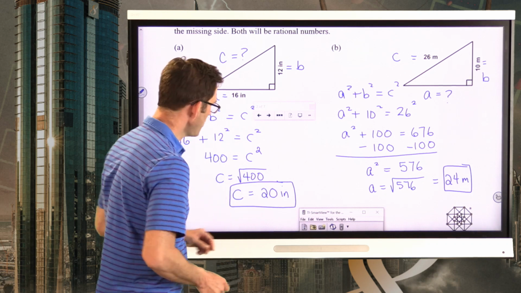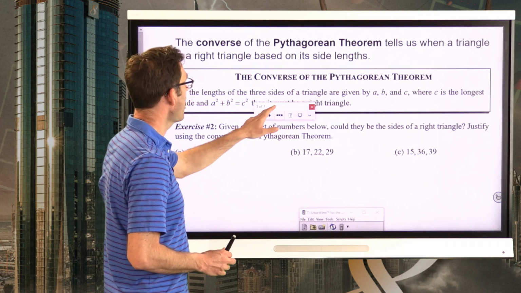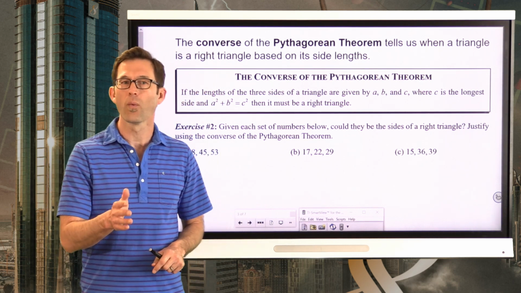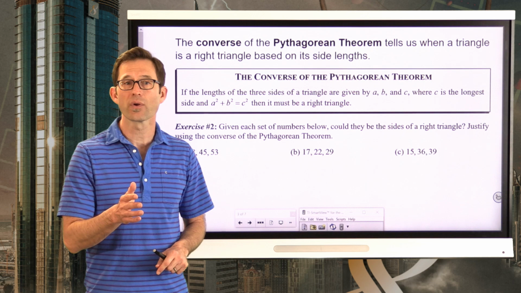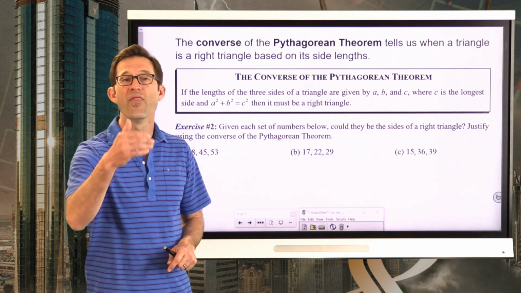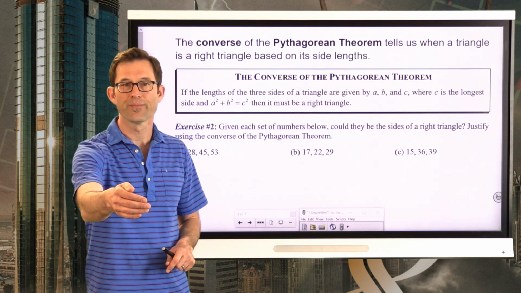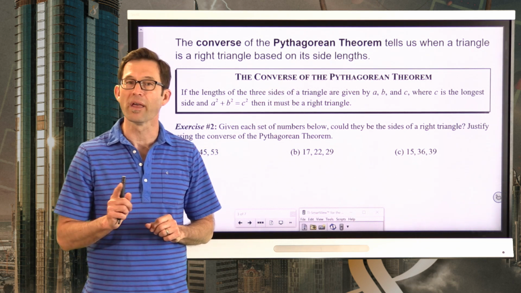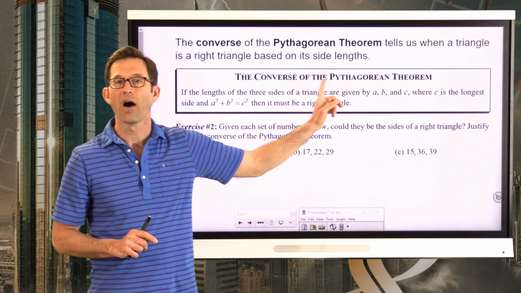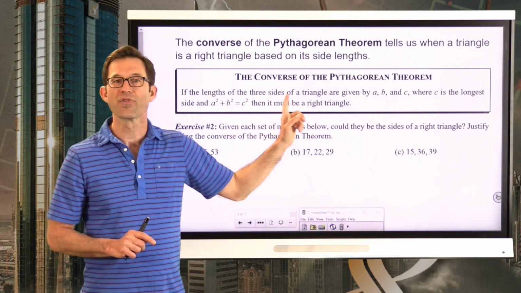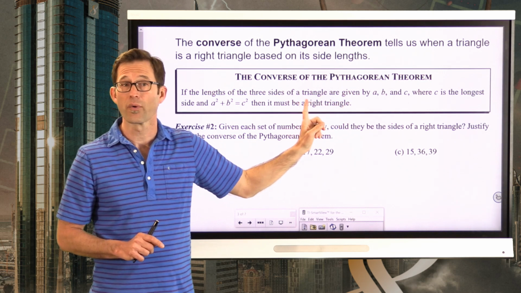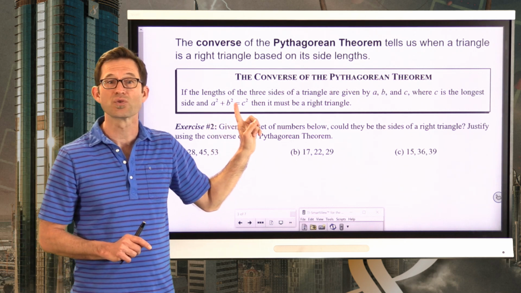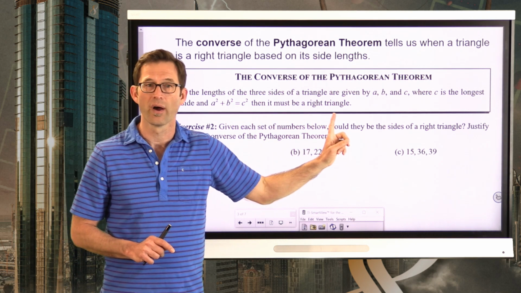All right, so let's move on and start taking a look at the converse of the Pythagorean theorem. Now, theorems are kind of like one-way roads. Specifically, the Pythagorean theorem: if I've got a right triangle, then a squared plus b squared equals c squared. But the converse of the Pythagorean theorem tells us when a triangle is a right triangle based on the side lengths. Specifically, if the lengths of the three sides of a triangle are a, b, and c, where c is the longest side, and a squared plus b squared equals c squared, then it must be a right triangle.